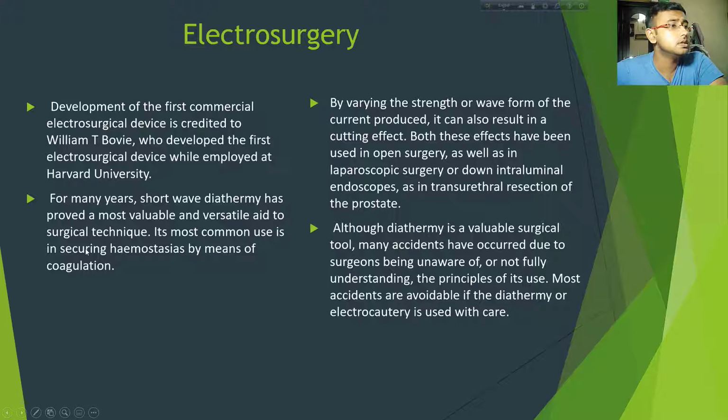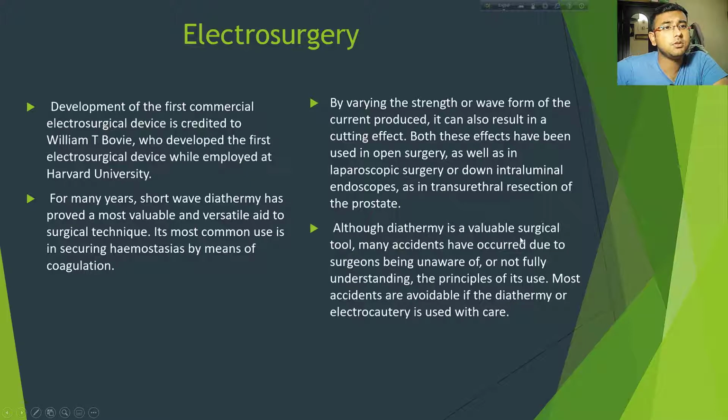Its most common use is in securing hemostasis by means of coagulation, because we use monopolar or bipolar diathermy for blood coagulation or hemostasis. By varying the strength or waveform of the current, it can also result in a cutting effect. Both these effects have been used in open surgery as well as laparoscopic surgery or down intraluminal endoscopes, as in transurethral resection of the prostate.